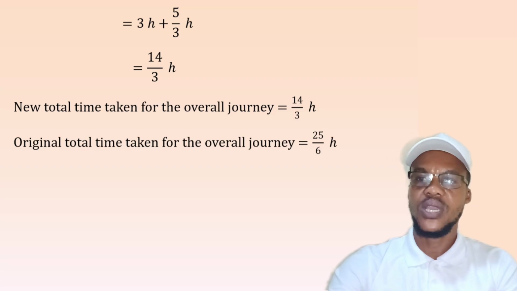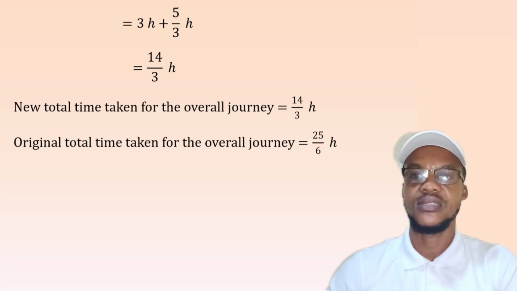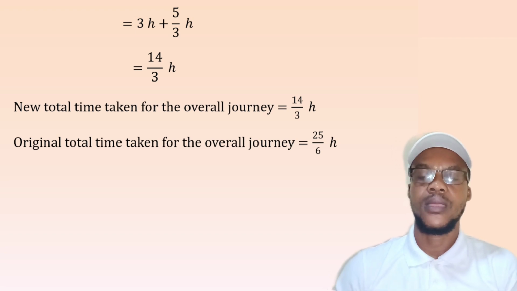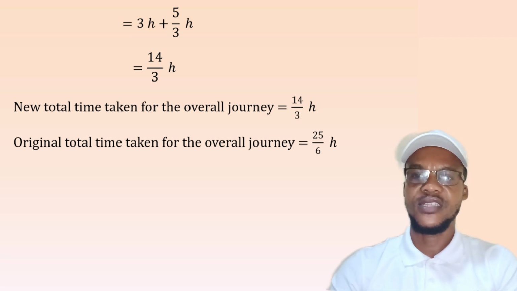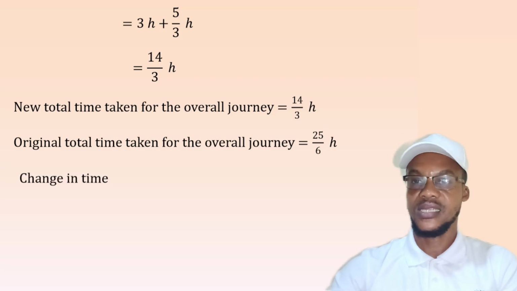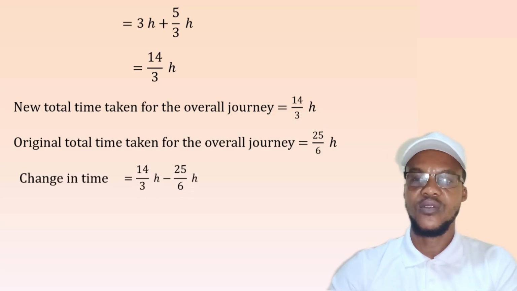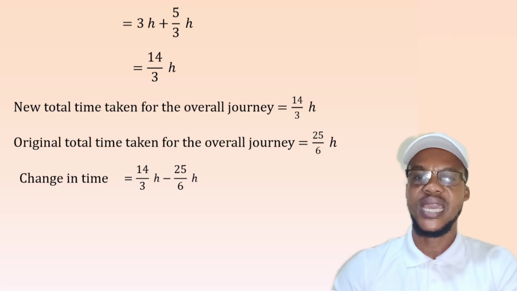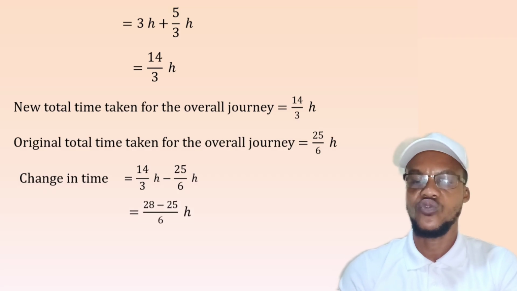25. So if you look at the two, you realize that there has been a change because they are not the same. So it means that when the average speed of the first half was reduced to 50, there has been a change in the time. That is what we are talking about. If that's the case, let's look at that change.